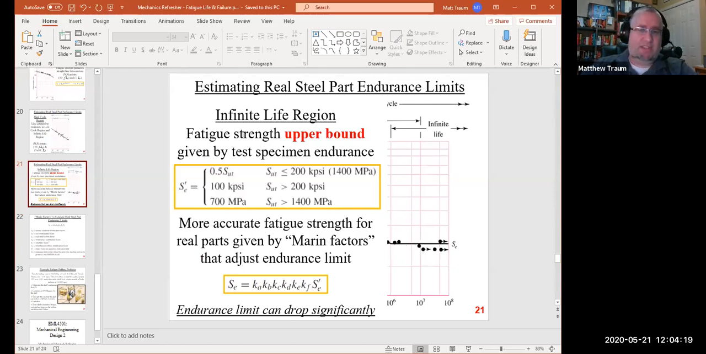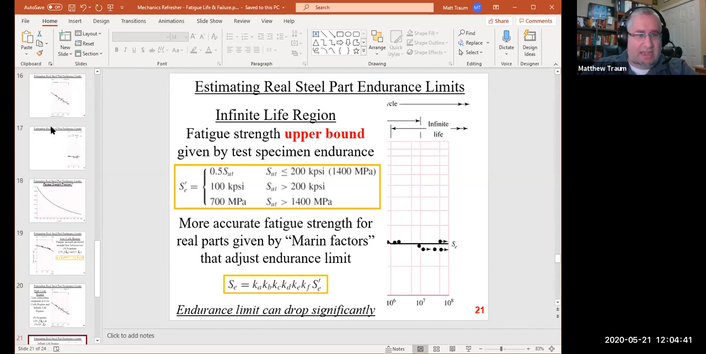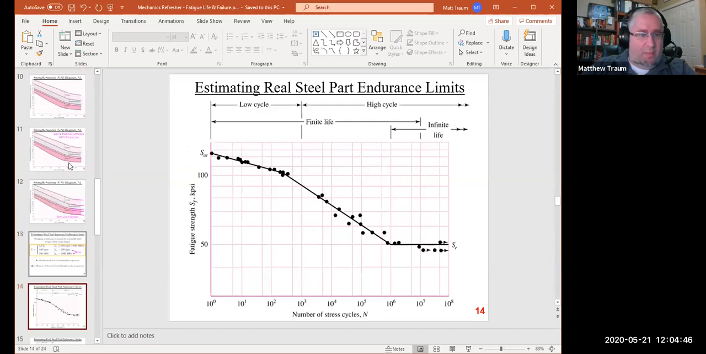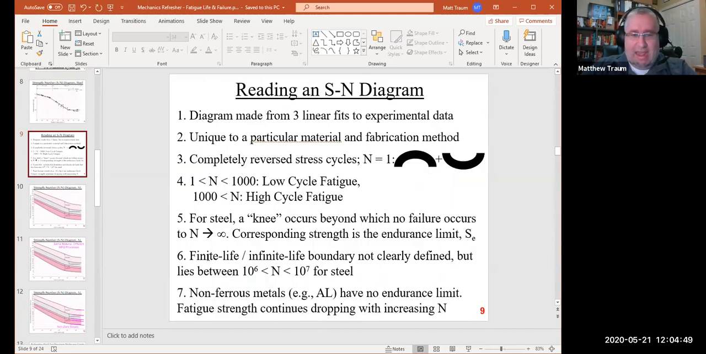So the fatigue strength upper bound is given by the specimen endurance. This is the endurance limit that we calculated before based on just knowing the ultimate strength of the material. So you get that value, you plug it in. That's the SE value for that particular material. And then remember that this SE value occurs kind of where this knee is. Right, so where this knee is. And so if we remember back to the description, that knee, that infinite finite life knee, occurs somewhere between 10 to the 6th and 10 to the 7th.